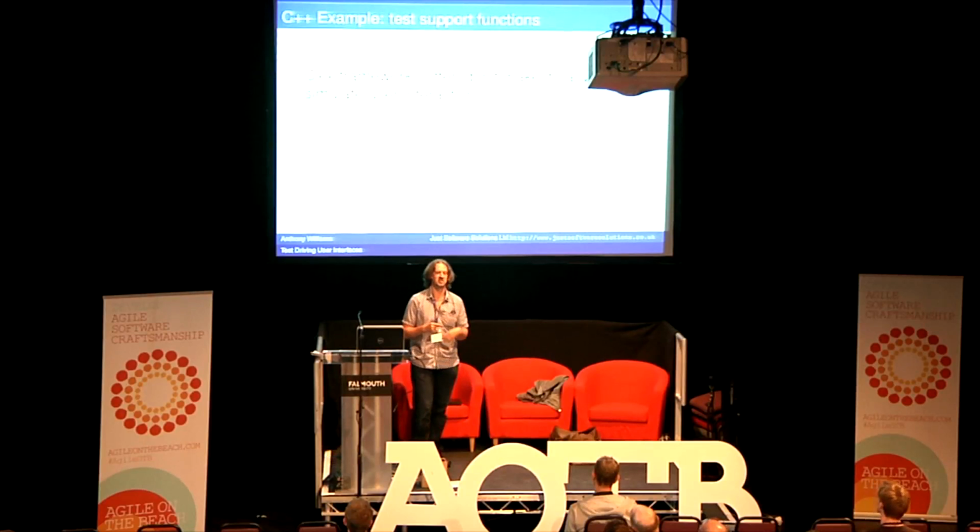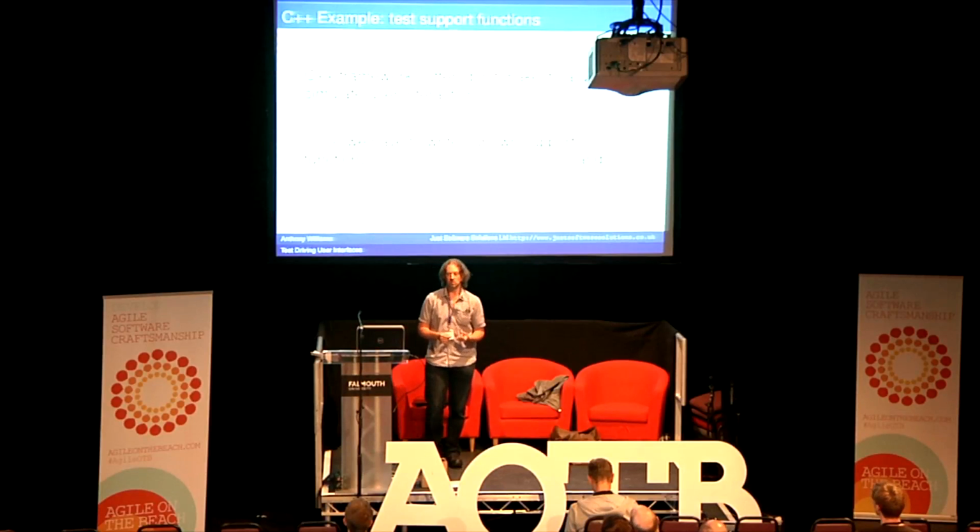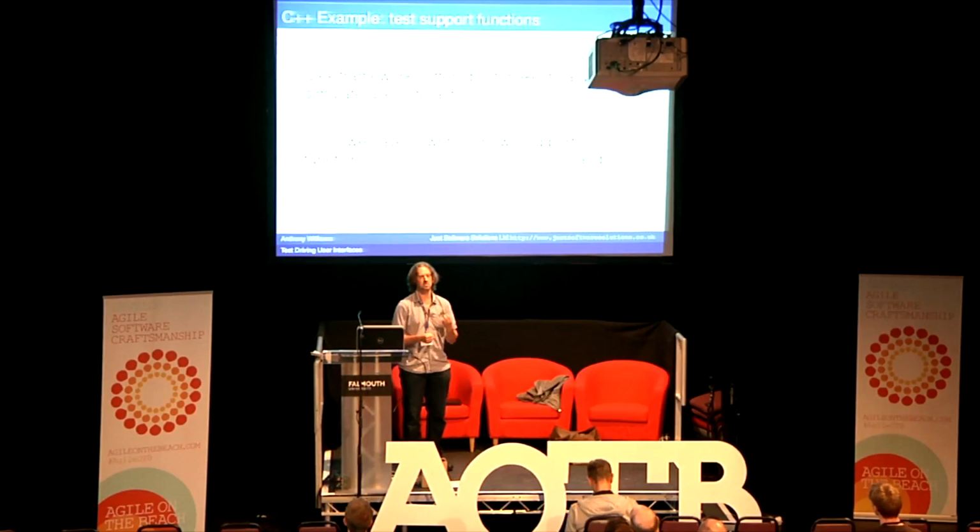Okay, as I said, the C++ frameworks don't make it easy to simulate our interactions. So we have to write our own. We've got, in that example, simulate user text entry and simulate user click. Test support functions are essential because they're not straightforward.